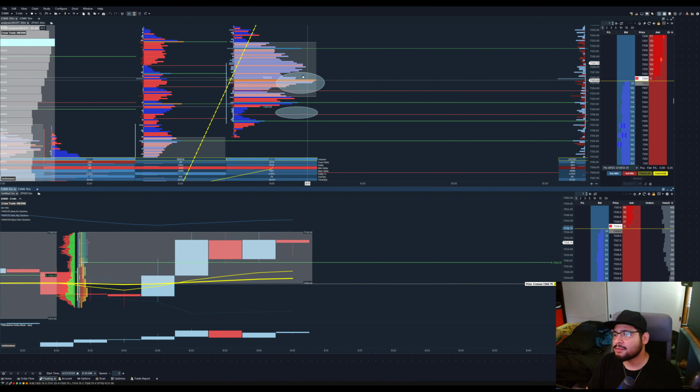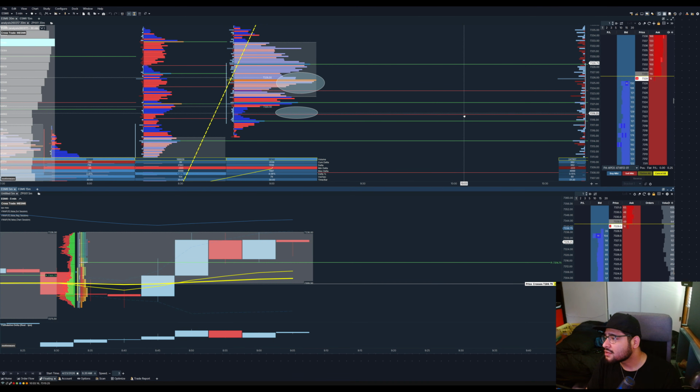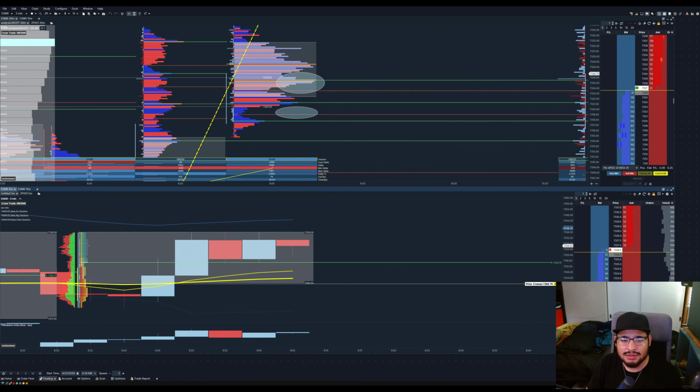So we filled the top part of this candle. We didn't fill the bottom part. It's around 73.19, kind of a low volume node, or a spot with low volume. Not a zero print or anything, at least not that I'm seeing.